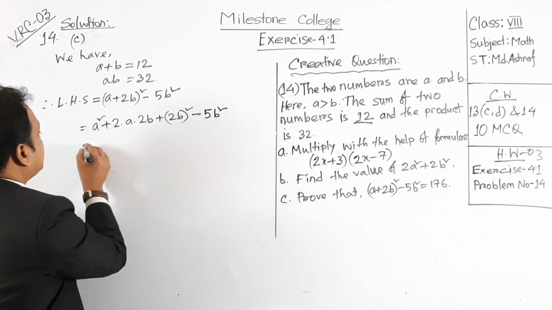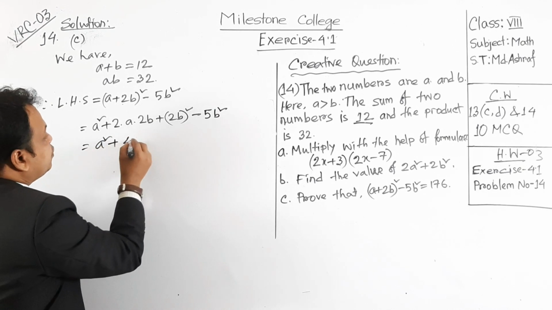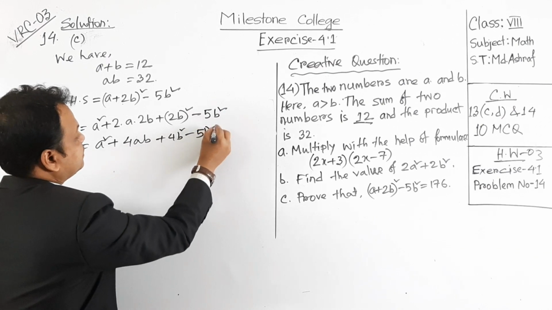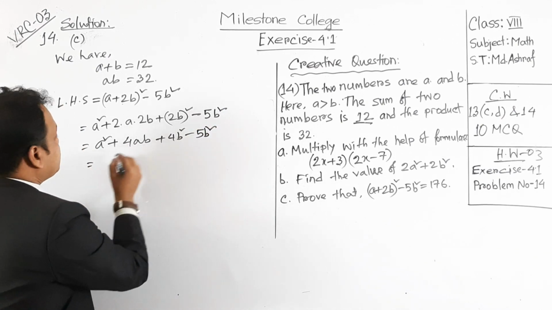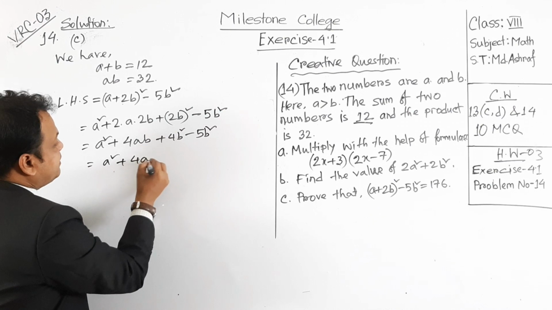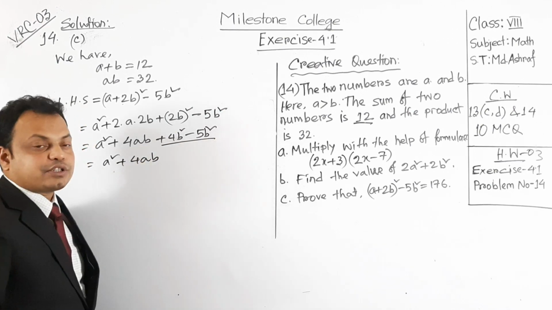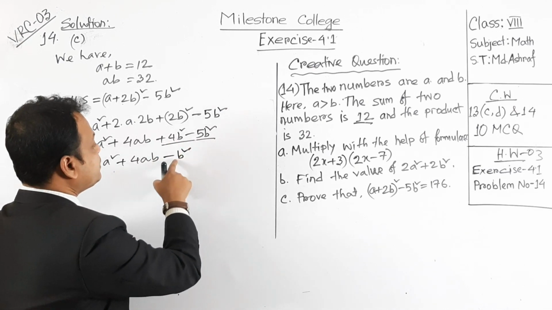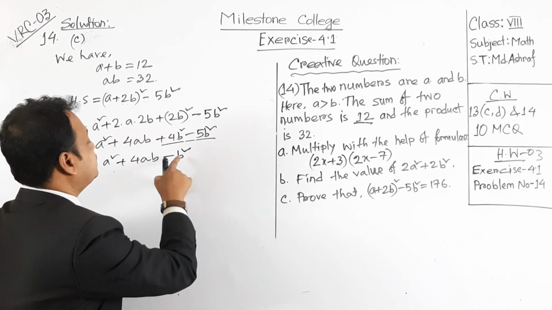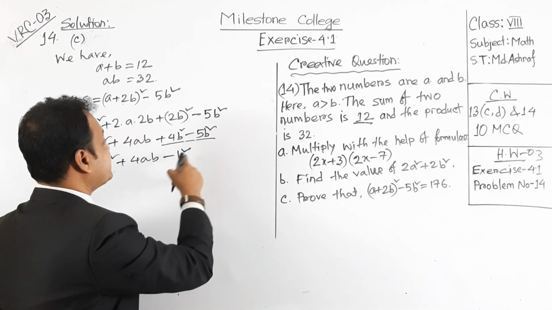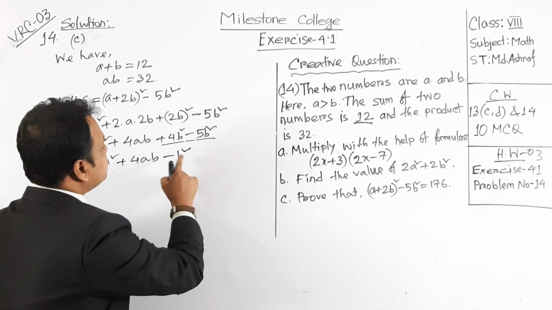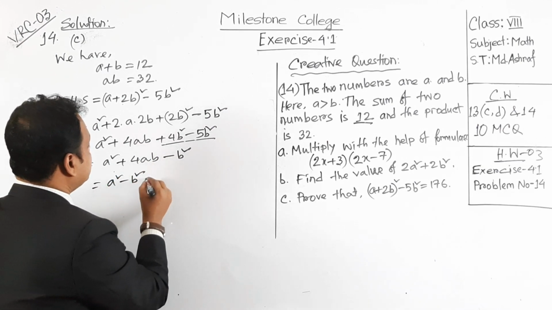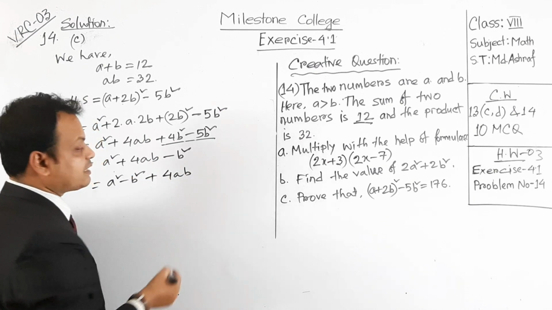Now calculate this one: a square plus 4ab plus 4b square minus 5b square. For this we can write minus b square, plus 4 minus 5 it will be 1, and the coefficient is b square, so it will be b square. Then what will you get? a square minus b square plus 4ab. By arranging we get this.